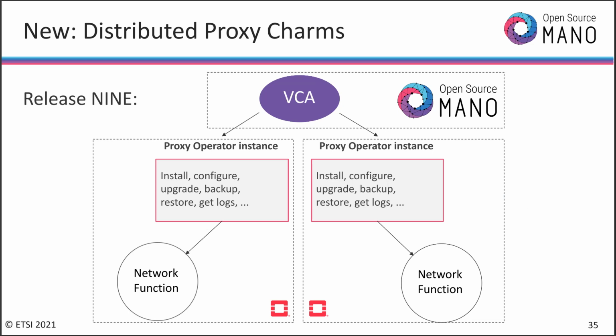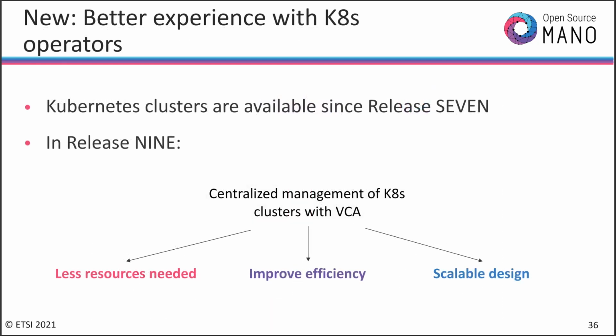But in Release 9, we are now able to place these proxy charms closer to the network functions and distribute them across different VIMs, removing that single point of failure. Also, in Release 9, we have improved the experience using Kubernetes operators. We now offer a much more integrated experience by having the same VCA managing both K8s and non-K8s operators. This means less resource consumption, improved efficiency, and a more scalable design.